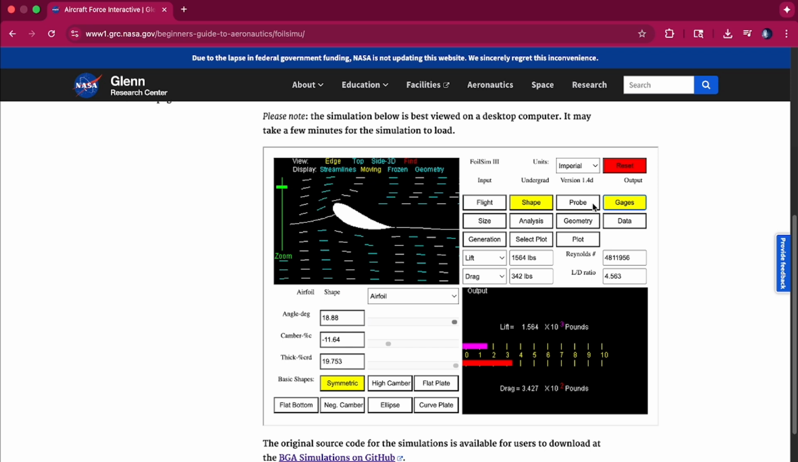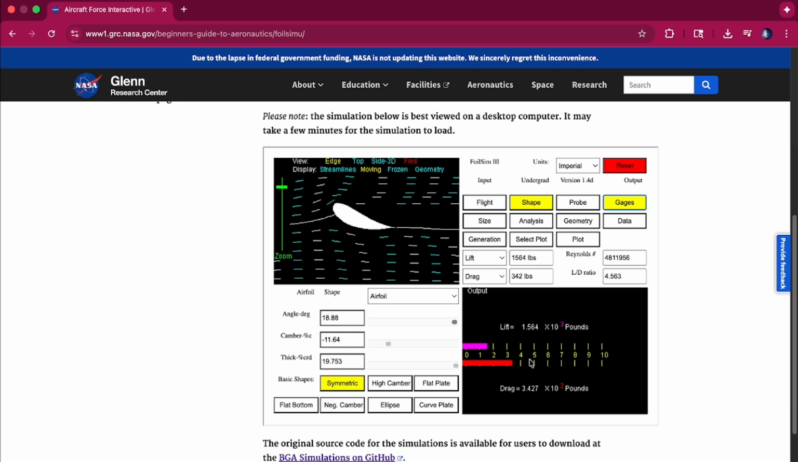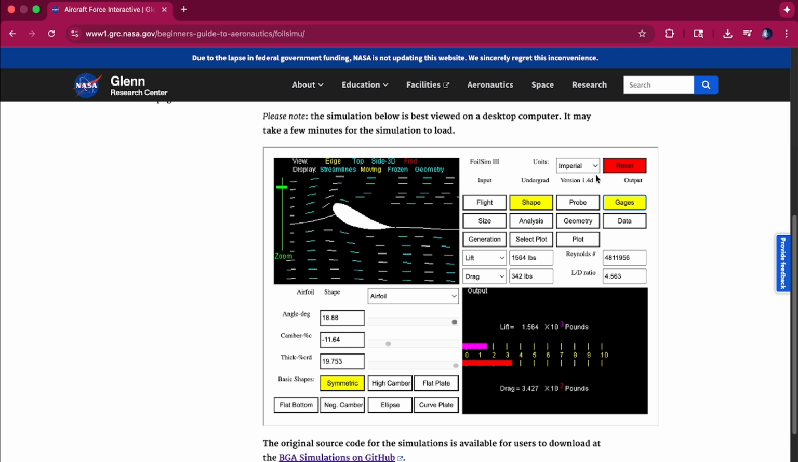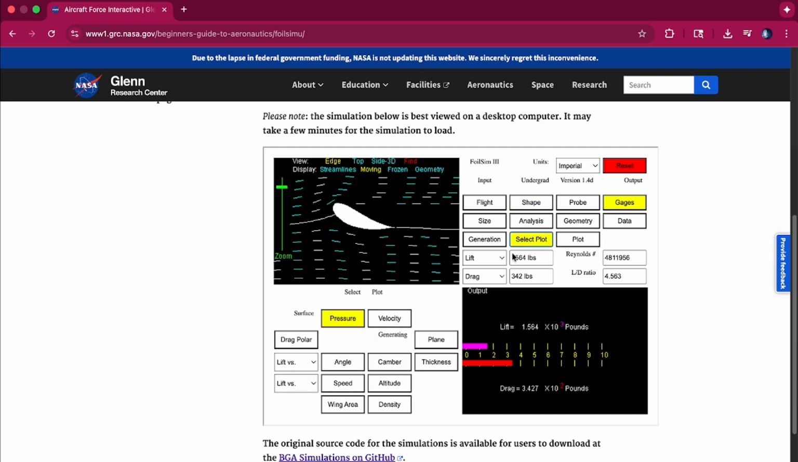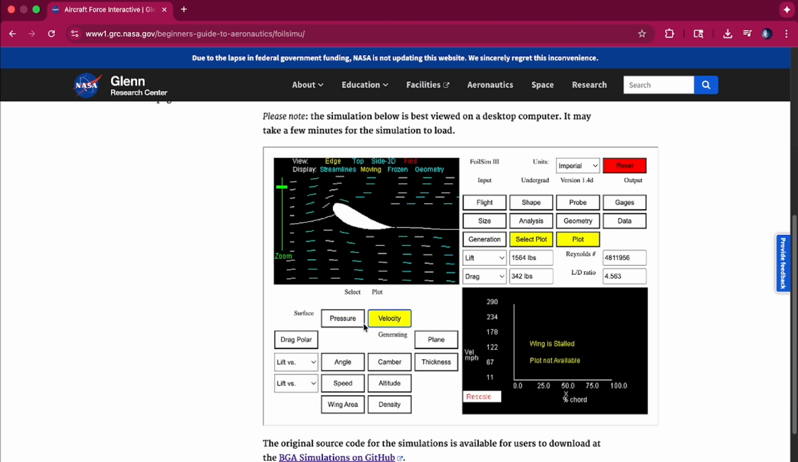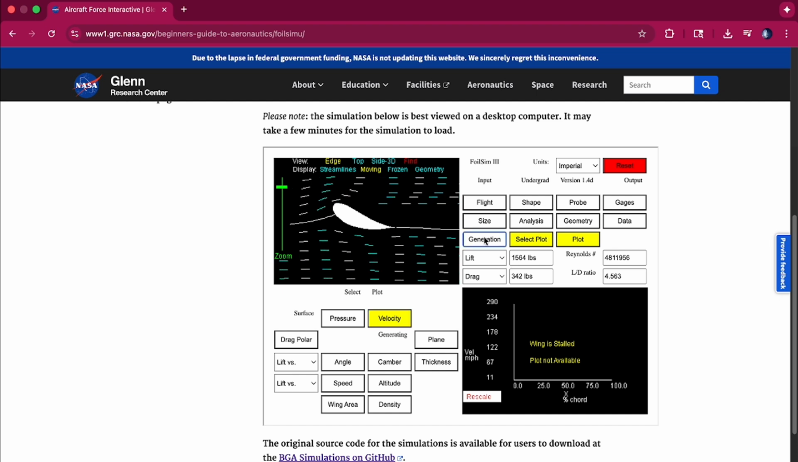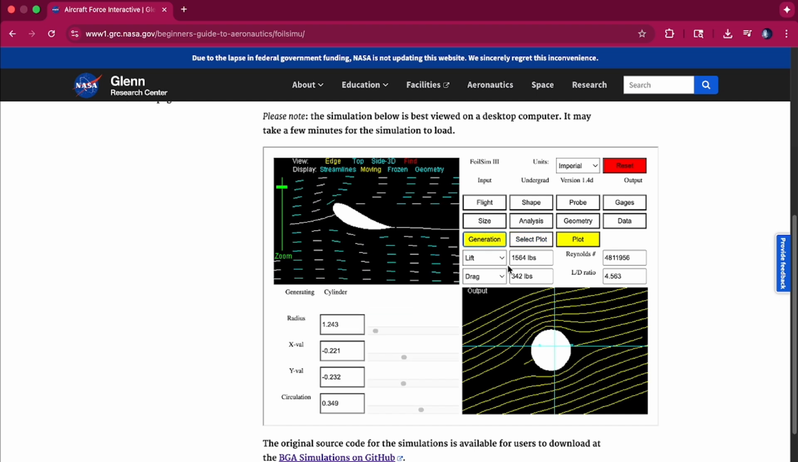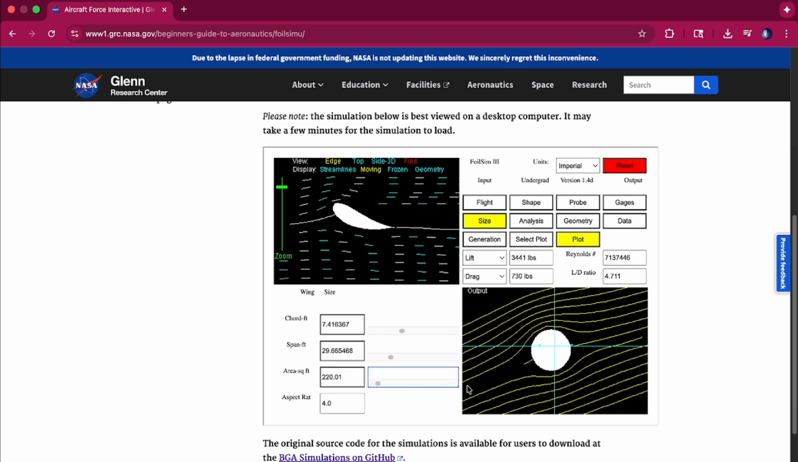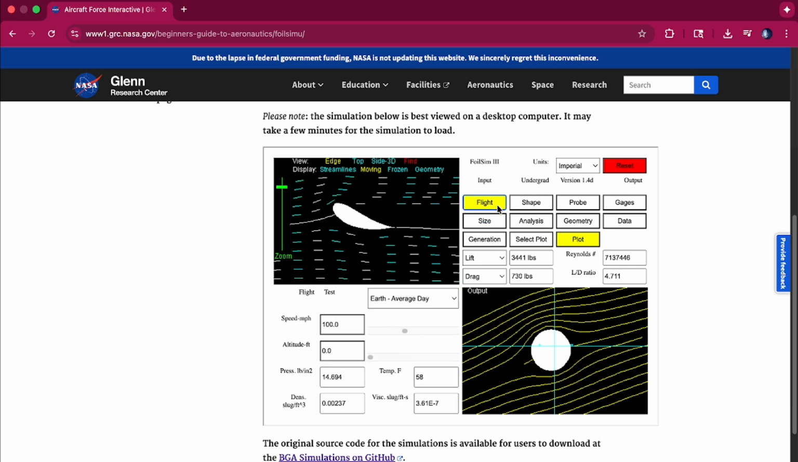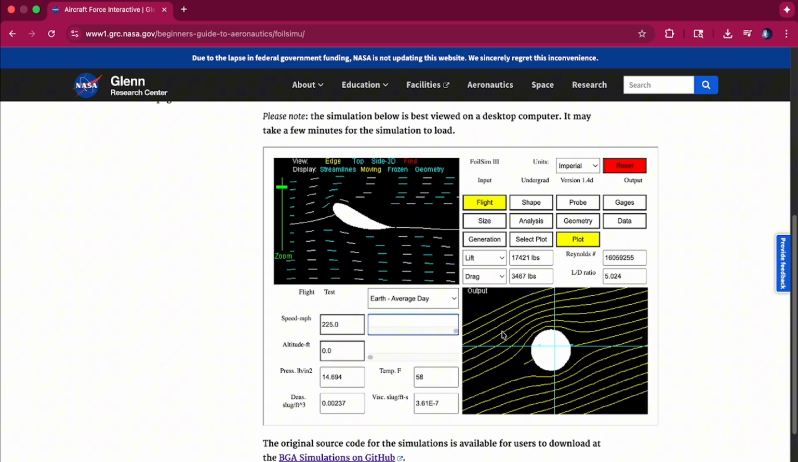And then you can see the gauges, how much lift and how much drag it is in pounds. You can put this in maintenance as well, I believe. This is like the plot. You can put this in velocity. Well, the wing is kind of sluggish, so that's the velocity of the chord. Generation, the coordinate system where you're at. Size. I can increase the size if I want. Flight. Speed goes way up.